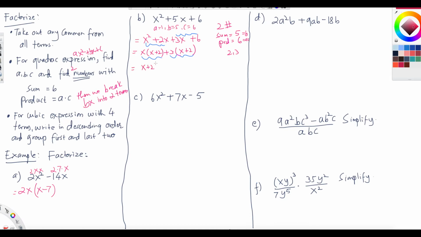X plus 2 is common between those two. If you take x plus 2 out, what is left is x, and then here plus 3. That is the final answer.